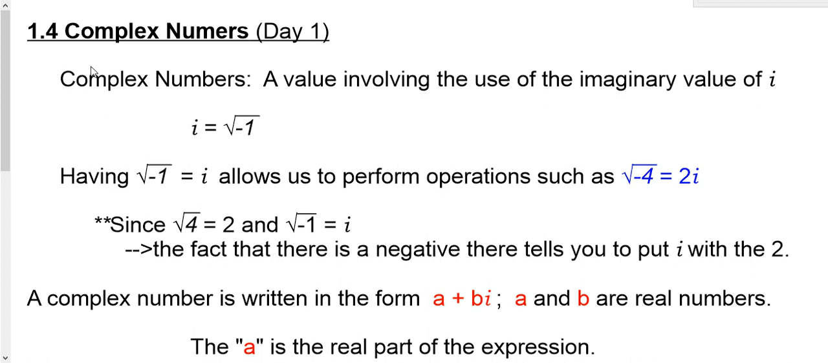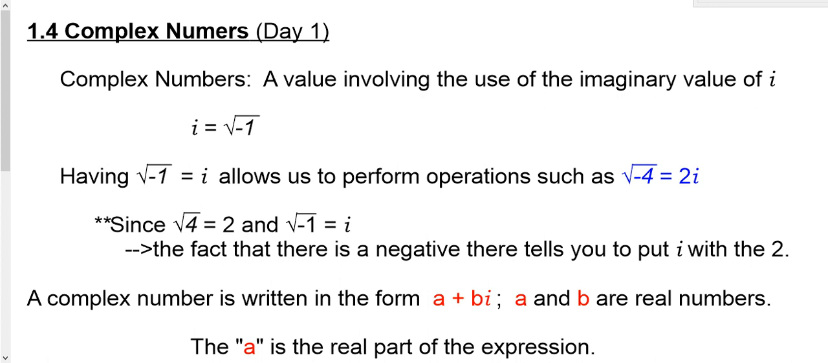Here we have chapter 1.4, complex numbers, day 1. A complex number is a value that involves the use of the imaginary number or value of i. And i is a representation of the square root of -1.